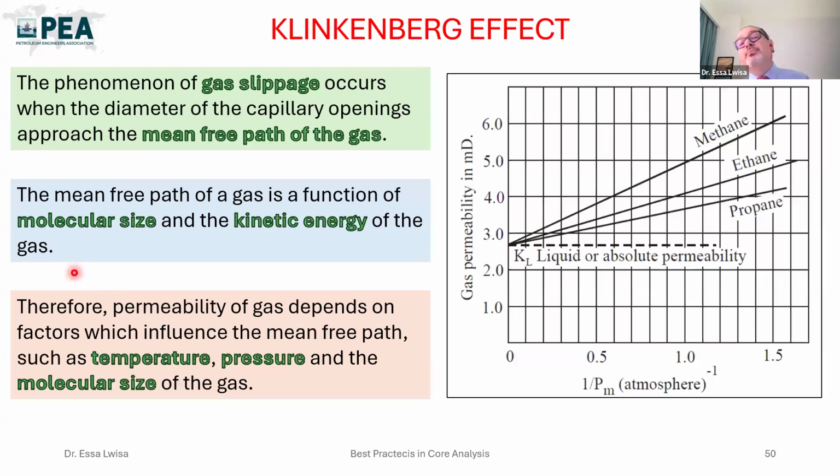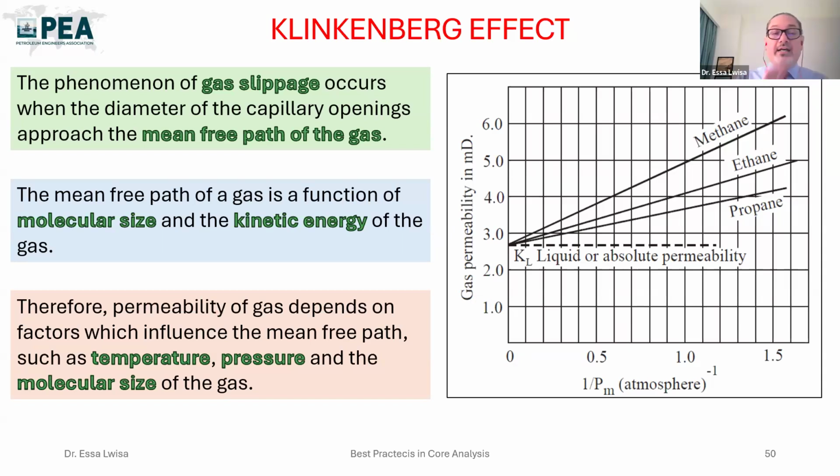You remember when I said that when you measure porosity by helium, you get a higher value than measuring porosity by nitrogen. Why? Because the molecular size of helium is less than the nitrogen one. Therefore, permeability of gas depends on factors which influence the mean free path, such as temperature, pressure, and the molecular size of the gas. So here is another question. If you measure permeability by air and measure permeability by helium, which one will be higher? If you look at this deeply, you will get the answer.